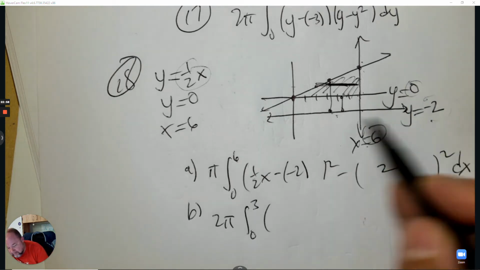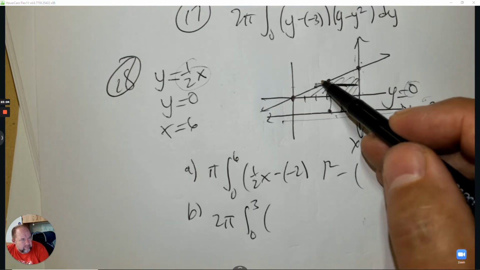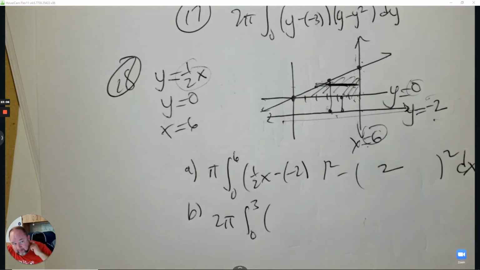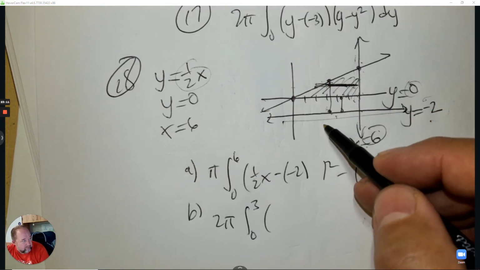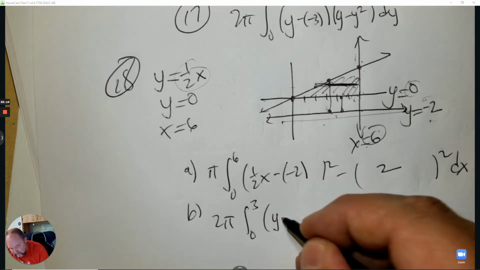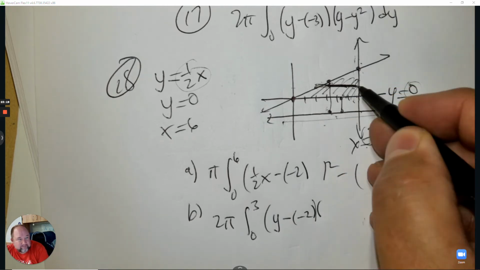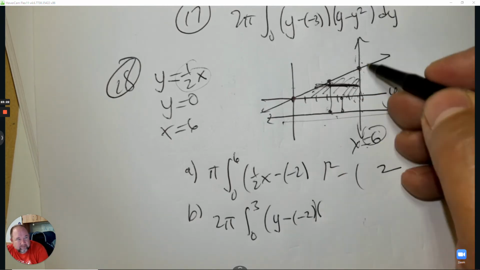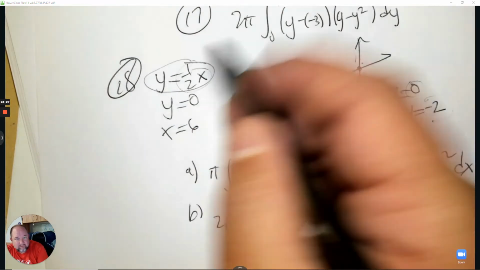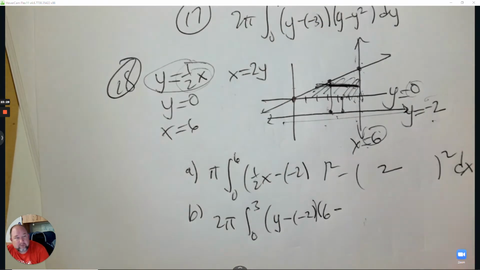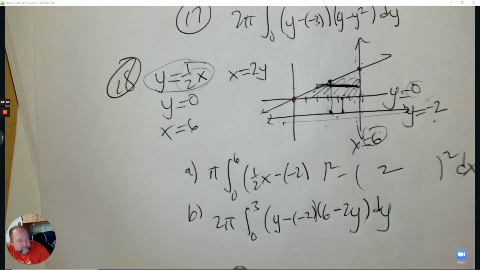Oh, wait a second. The line of revolution right here. I'm still going right subtract left for the height, but for the y coordinate, because it's below, it's the y value subtract -2. That's the radius. This is the height. Sorry, the right subtract the left. So that's 6 subtract, and I need to change this. So multiply times 2, and x is equal to 2y. So that would be 6 minus 2y, and that would be dy.